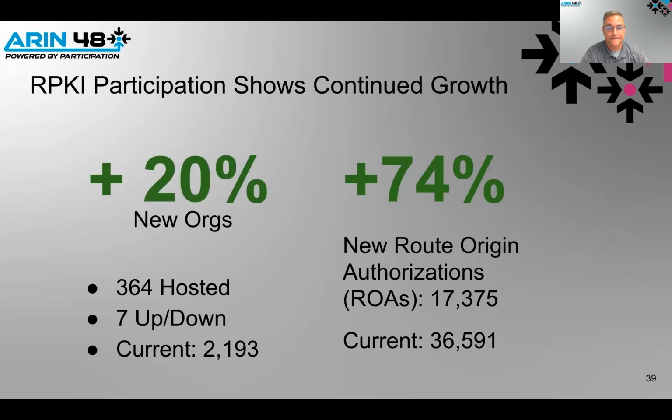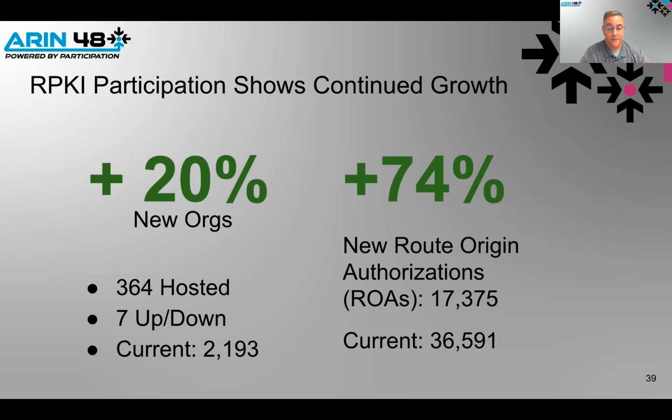Next slide, please. So with RPKI, it was going in the right direction, thankfully. Since the end of our last meeting, the number of orgs has grown by 20%. That included 364 new orgs selecting the hosted RPKI option, 7 new orgs selecting up-down, which is delegated RPKI, to a total as of last week of 2,193 ARIN organizations that have enabled and are participating in one of the RPKI solutions that we offer.